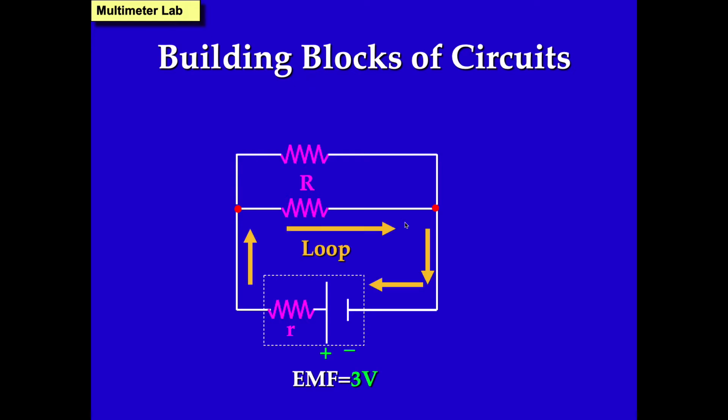Here's another picture of the building blocks of a circuit. This one has two resistors in parallel. Each complete closed path is called a loop. This circuit shows really three loops, and any of those three loops can be used to analyze the circuit. Where you see the red dots, where the current can take more than one path, those are called nodes or junctions.